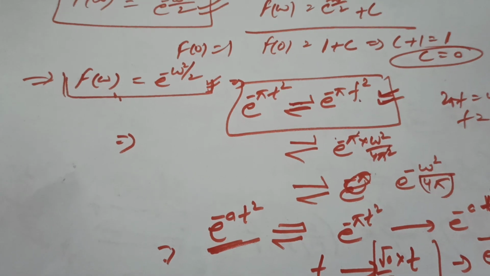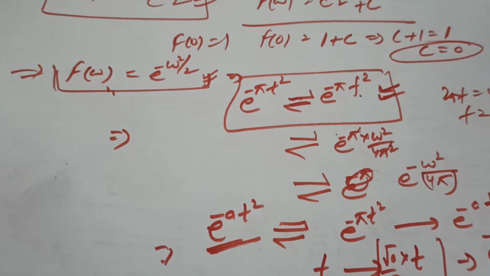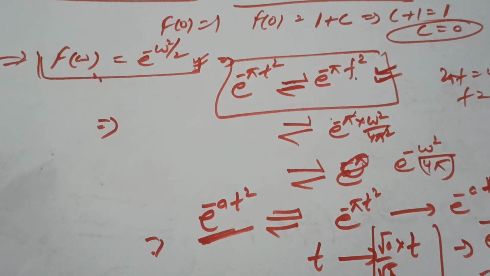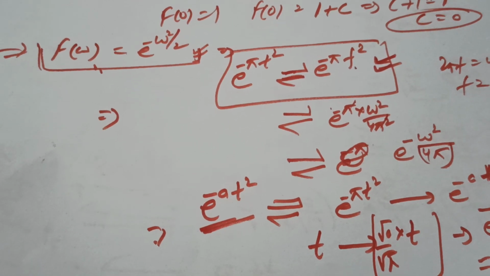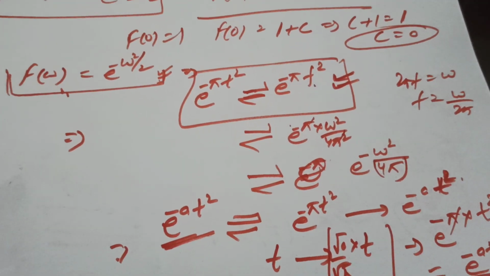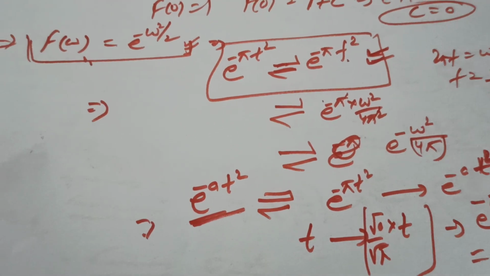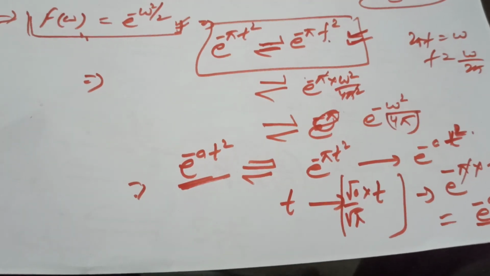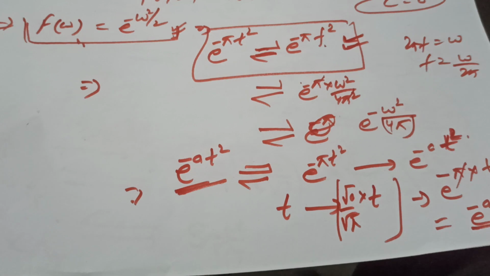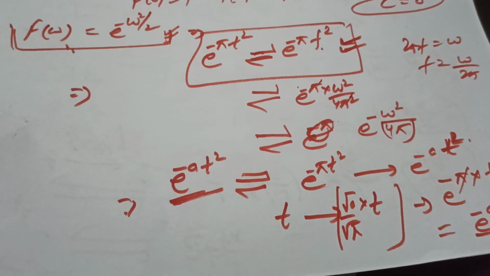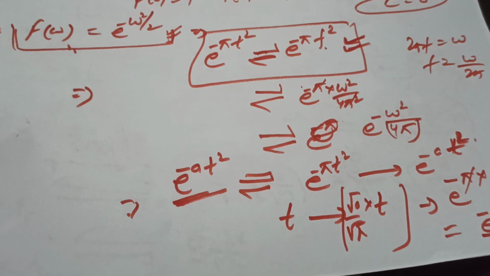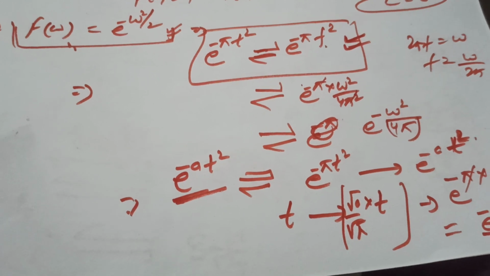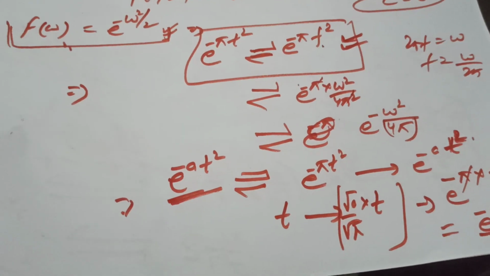So let's begin with the one formula that everyone remembers, that is e to the power minus pi t square gives the Fourier transform as e to the power minus pi f square. Is it clear? Okay, now it is clear. Now if e to the power minus pi t square gives e to the power minus pi f square, I will be replacing f by omega by 2 pi. F becomes omega by 2 pi, so it becomes omega square by 4 pi square. I think till this point it is very clear. Now e to the power minus a t square gives us e to the power minus pi t square.